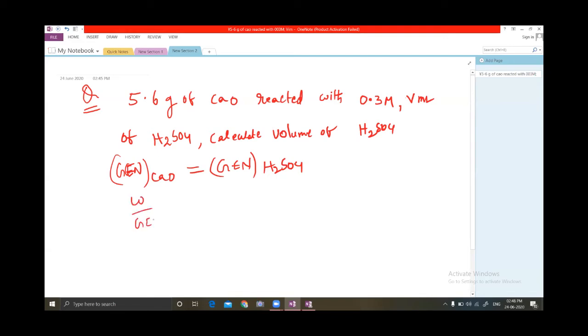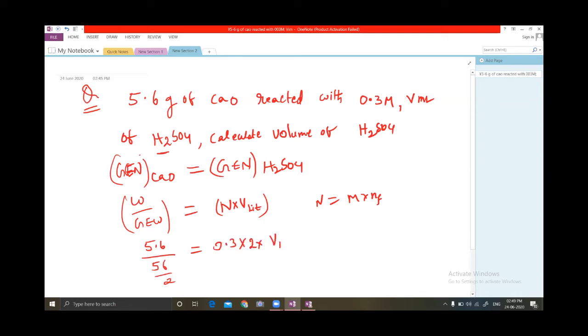Weight by gram equivalent weight equal to N into V. If you are taking liters, sir, okay, take it in liters. Weight equal to how much, sir? Here 5.6. Calcium oxide weight 56 by N factor, which is 2. Is it clear? Equal to the normality and molarity relation: molarity into N factor. H2SO4 N factor is 2. So 0.3 into 2 into V liters.